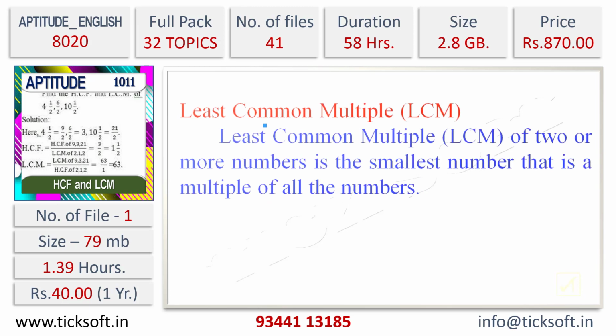Here we are going to discuss least common multiple in depth first. Here we have the definition of least common multiple. The least common multiple, that is LCM, of two or more numbers is the smallest number that is a multiple of all the numbers. This is the definition of least common multiple.